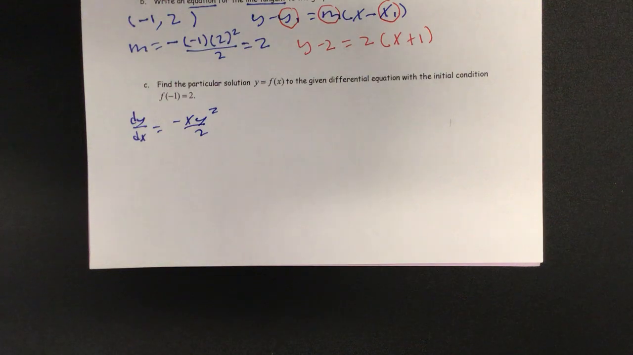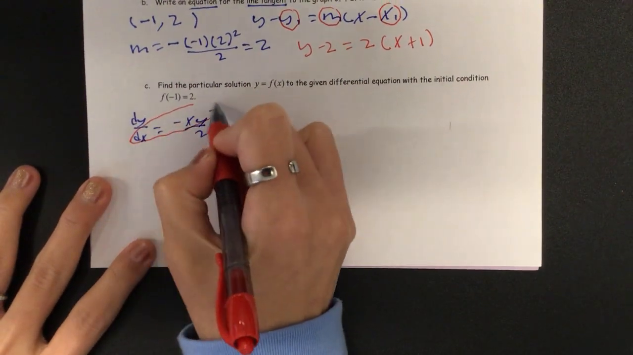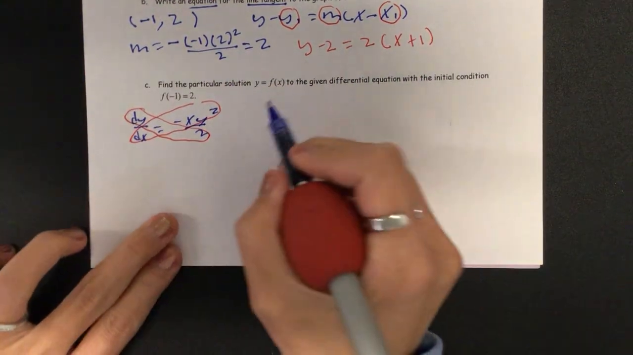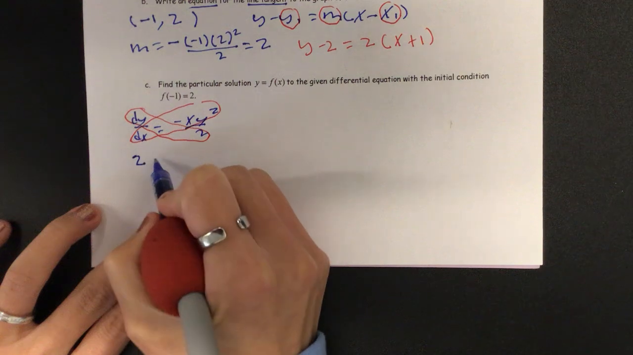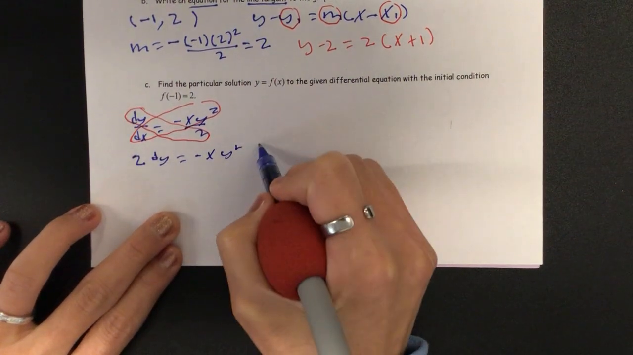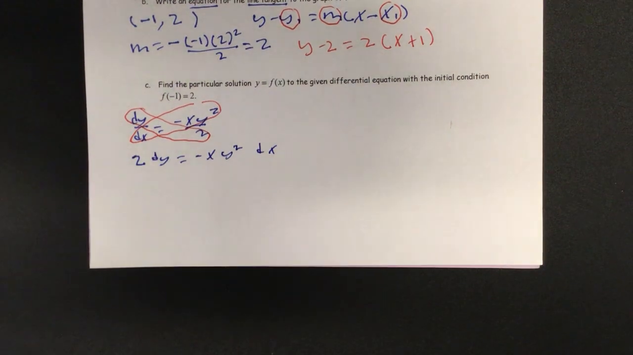And just like I did on the notes, we are going to cross multiply. And then we have to judge and see, is it separated all the way? So I have on here, we have 2 dy is equal to negative x y squared dx. So we have a problem here. I know I have to solve for y, correct? Give me a nod if you know we have to solve for y.